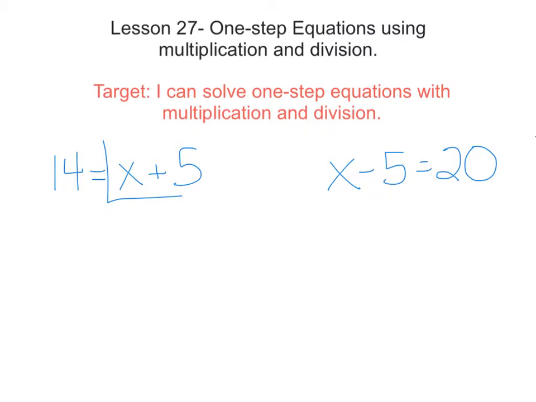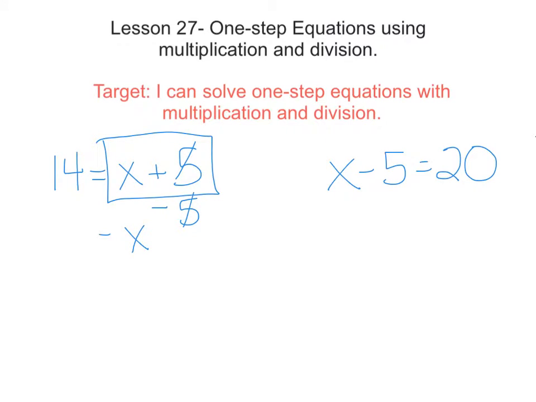We take a look at the side of the equation that has a variable. Our goal is to get the variable alone by itself on one side of the equation with the number or value on the other side. So on 14 equals x plus 5, we're looking for the inverse or the opposite of plus 5, which is negative 5. Plus 5 minus 5 equals 0, which leaves us x.